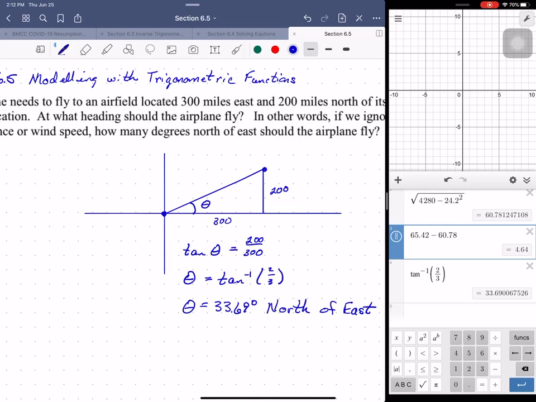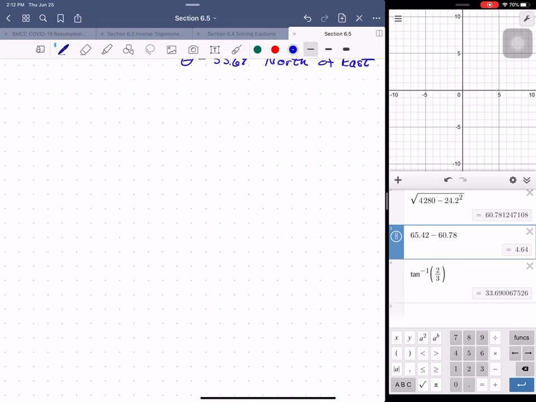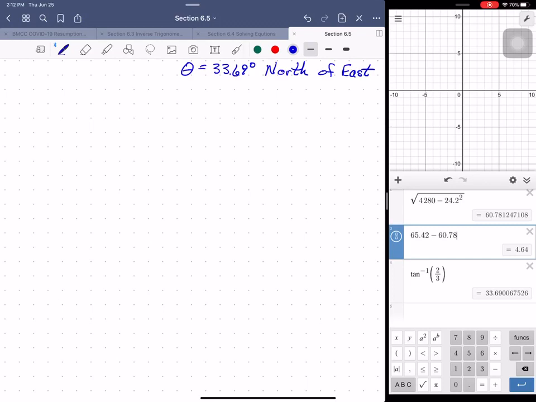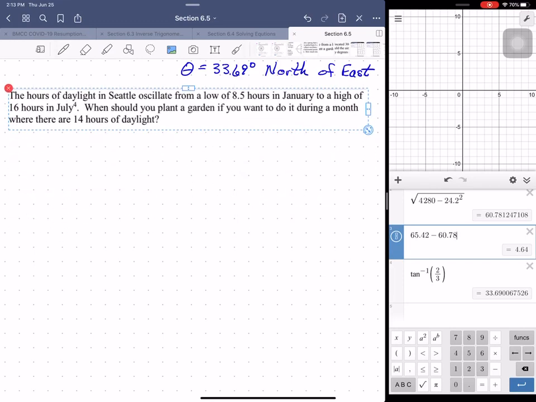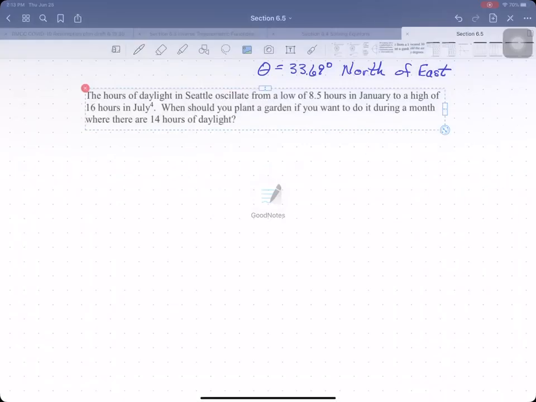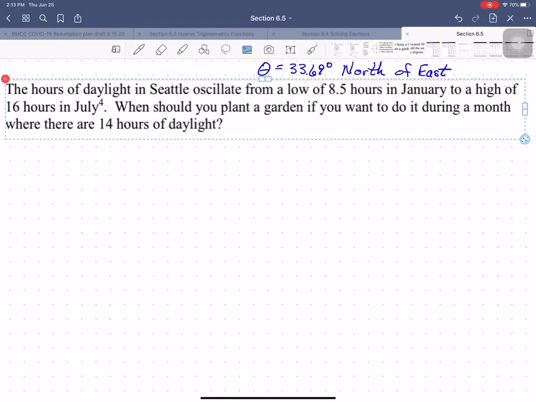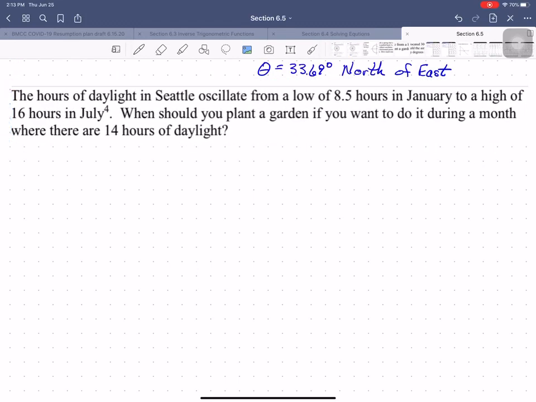Okay, let's do a slightly more complicated problem. And this problem says that the hours of daylight in Seattle oscillate between a low of 8.5 hours in January to a high of 16 hours on July 4th. If you know that your garden is going to be happiest when there's 14 hours of daylight, in what month should we plant our garden?